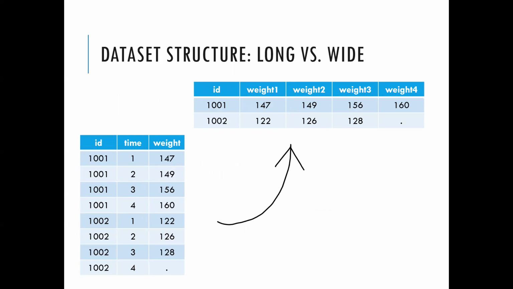Okay, so I mentioned that data sets can be long or they can be wide. So on the left-hand side, that's an example of a long data set. So in this very small data set with just a small number of variables, we have individuals, and then at different time points, we measure their weight. So in that first column, we just have an ID for each of the individuals in our sample. And then we have this time variable corresponding to the time point at which the weight was measured.